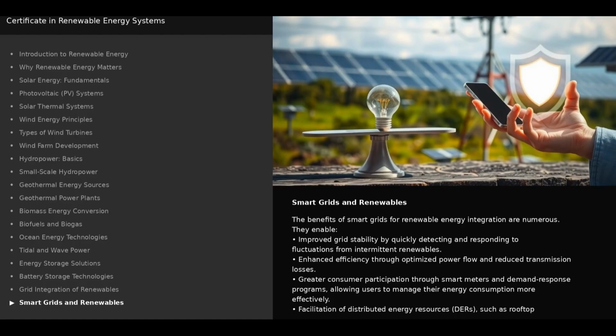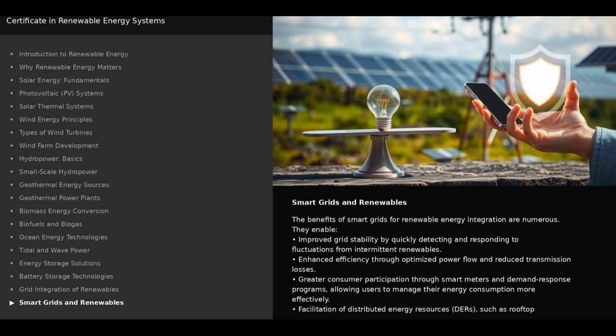They enable improved grid stability by quickly detecting and responding to fluctuations from intermittent renewables, enhanced efficiency through optimized power flow and reduced transmission losses, greater consumer participation through smart meters and demand response programs, allowing users to manage their energy consumption more effectively, facilitation of distributed energy resources (DERs), such as rooftop solar and electric vehicle charging, by managing their impact on the local grid, and increased resilience against outages through self-healing capabilities and rapid fault detection.